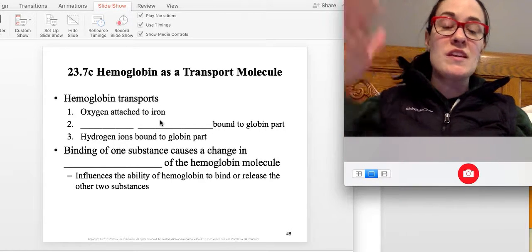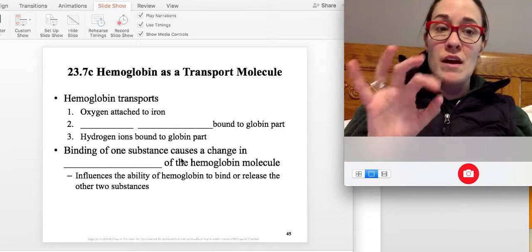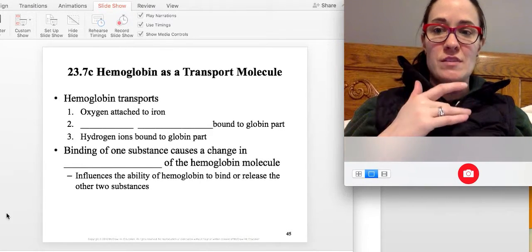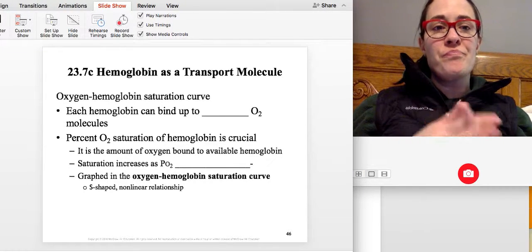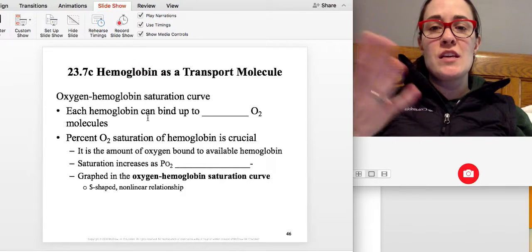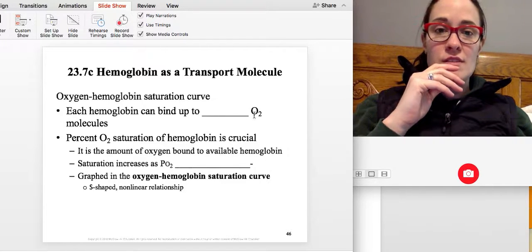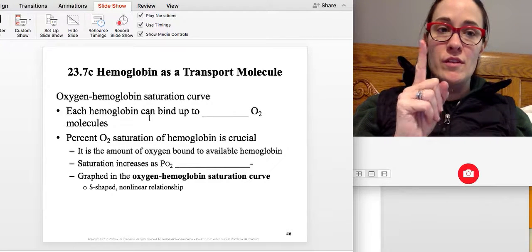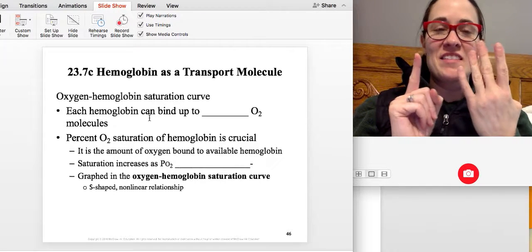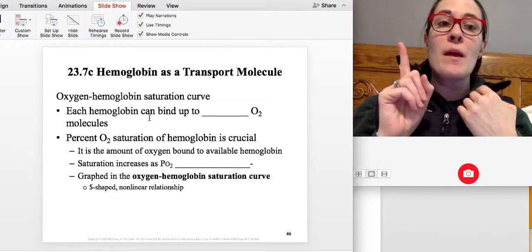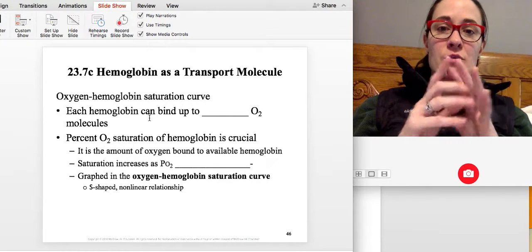The cool thing is when things start binding to hemoglobin, it actually changes shape to make binding easier or less easy in some instances. So that's good to keep in mind. So something called an oxygen hemoglobin saturation curve is something we're going to talk about next. And this is 4 here. Each hemoglobin molecule, like I said, can bind 4 oxygen molecules. I might have said it wrong in the last part, but that's correct. So for every protein called hemoglobin, it can bind 4 oxygen molecules.